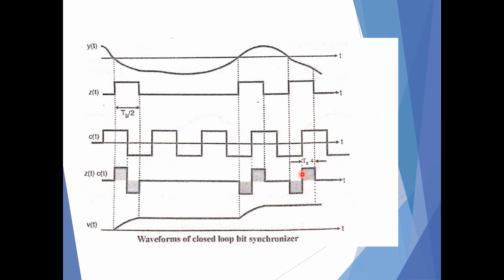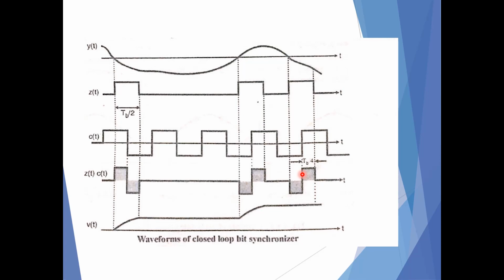This control voltage is used to adjust the clock frequency C(t). The loop reaches a steady state condition when the edges of C(t) and Z(t) are synchronized and offset by Tb/4, because then the product C(t) and Z(t) will have zero area and V(t) remains constant.